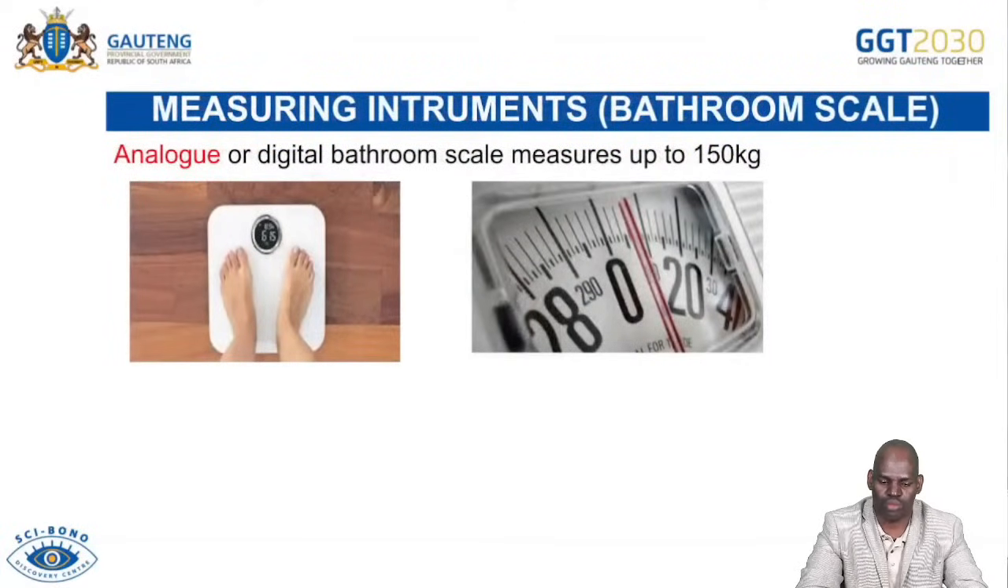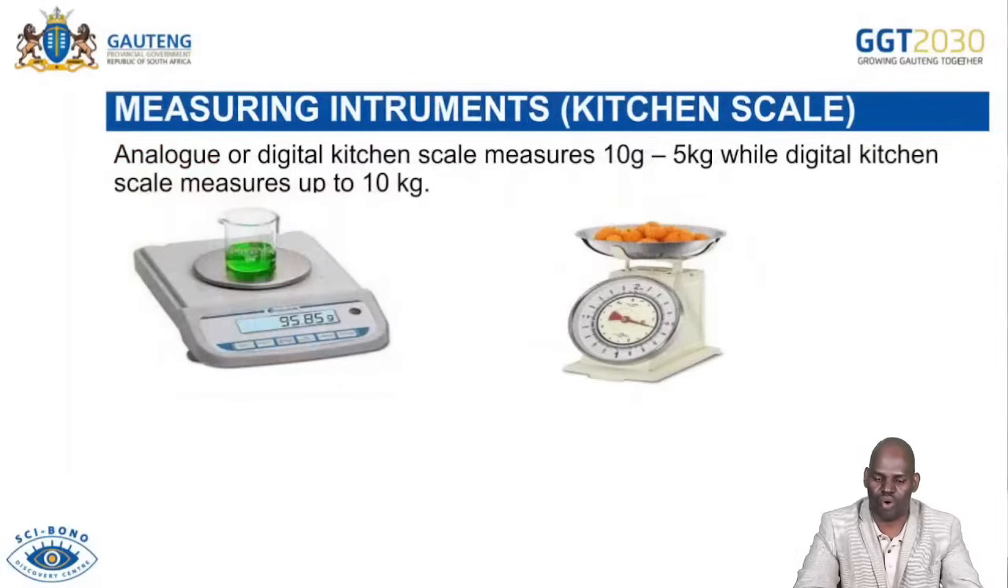Then of course the bathroom scale. If you are given the old type of bathroom scale, you must be able to take the readings there. And then of course we've got an analog, which is the one that indicates the numbers, so obviously you'll be able to read the number there. But if it's an old type of bathroom scale, you must be able to take the readings. Then we've got the kitchen scale. Of course, with the kitchen scale, you must also be able to take the readings.